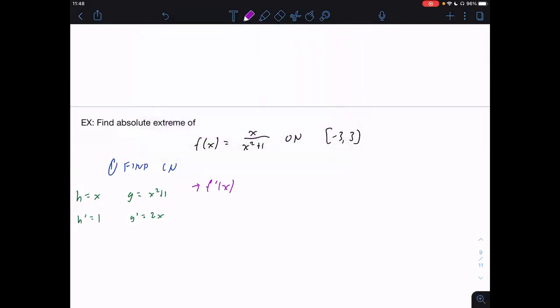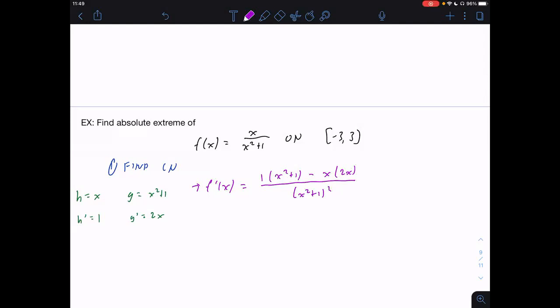All right, so now quotient rule time. So take the derivative of the numerator, which is just 1, multiply by the original function on the bottom of x squared plus 1, minus our original function on the top, which was just x, multiply by the derivative on the bottom, which was 2x, all over our denominator squared, over x squared plus 1 squared.